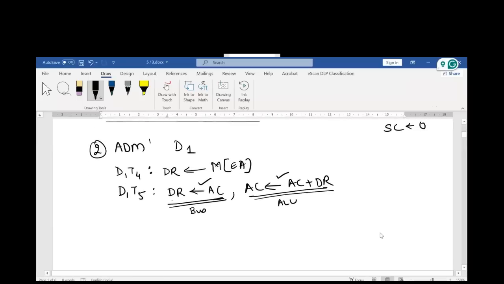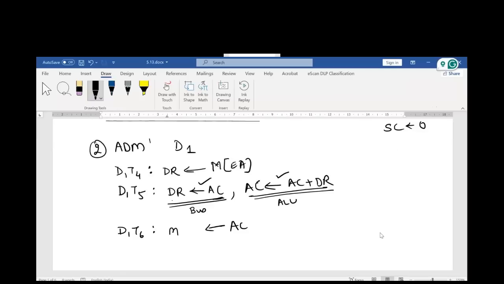Now AC has the addition value. The last step required is, see, the addition we have done so far is in AC and not in memory. So now I'll have to transfer the value of AC back to memory. And along with it, I will also have to replace the value of AC which we had temporarily stored in DR. So now my AC again will have the old value itself, and the instruction is complete. So we'll also set the sequence counter to 0.